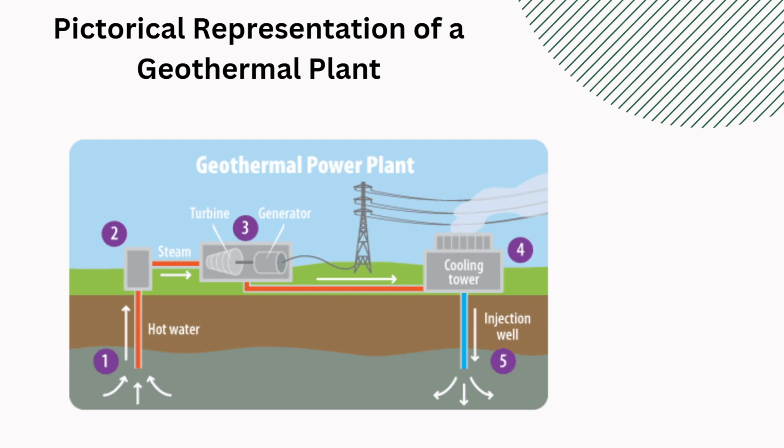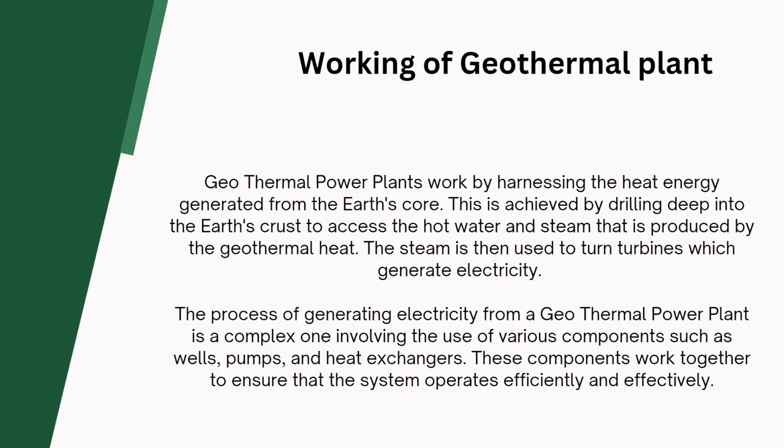To get into it more deeply, I will progress further and discuss the working of the geothermal power plant. Geothermal power plants work by harnessing the heat energy generated from the Earth's core. This is achieved by drilling deep into the Earth's crust to access the hot water and steam that is produced by geothermal heat. The steam is then used to turn turbines which generate electricity.